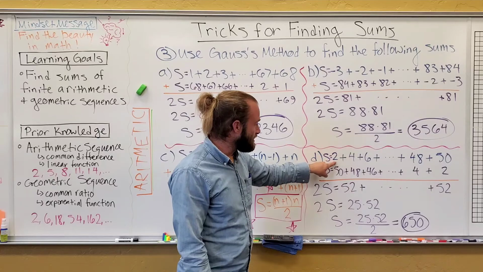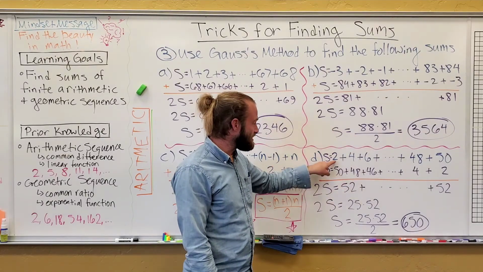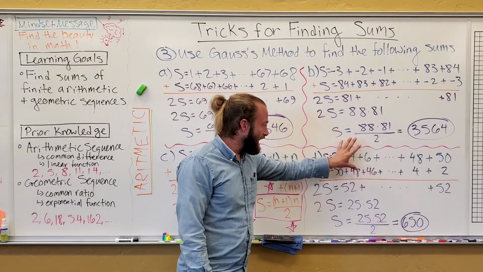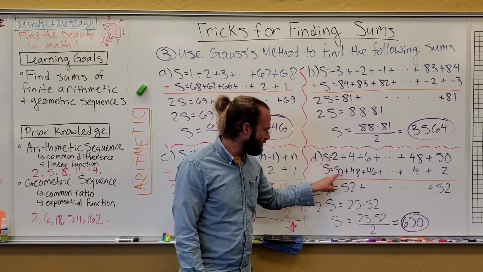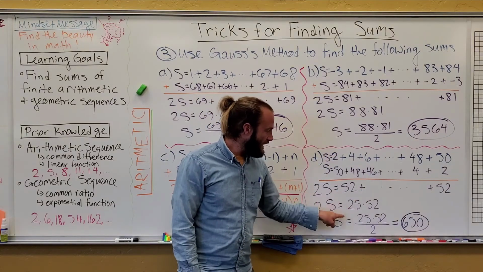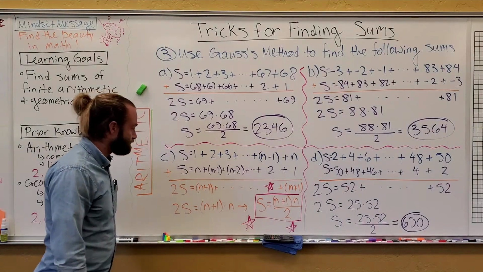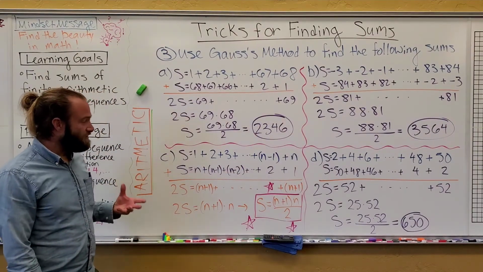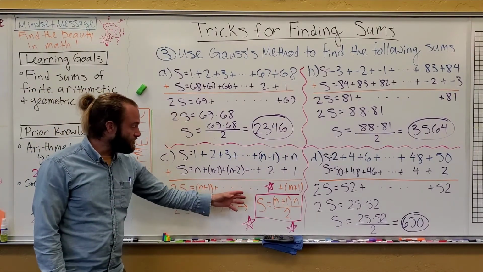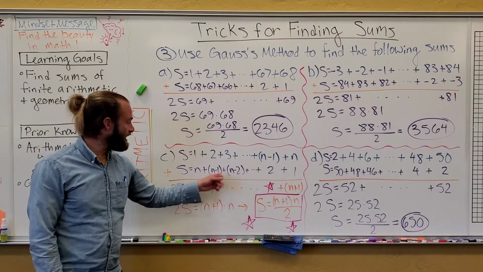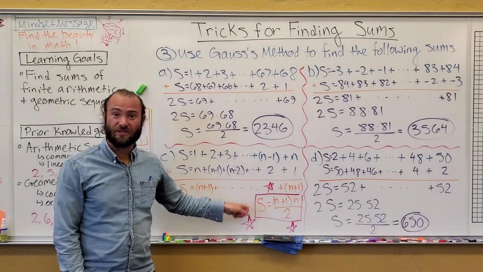And it even works for ones that aren't spaced just one apart, right? In this case, our common difference is 2, and it still worked out. You just need to make sure you're able to count how many pairs there are and work that out. Okay? But there's one very special formula here that you should really make note of, and that is if we want to add up the first n counting numbers like we did here.